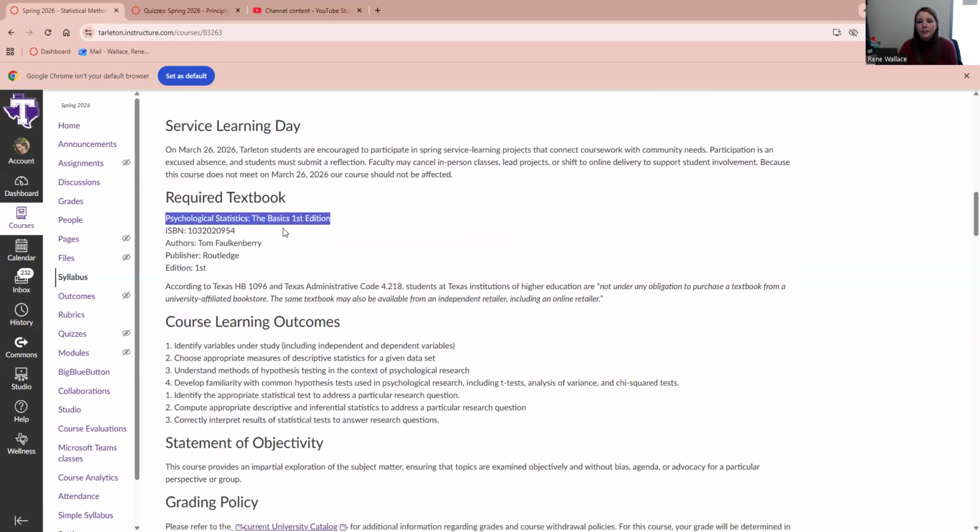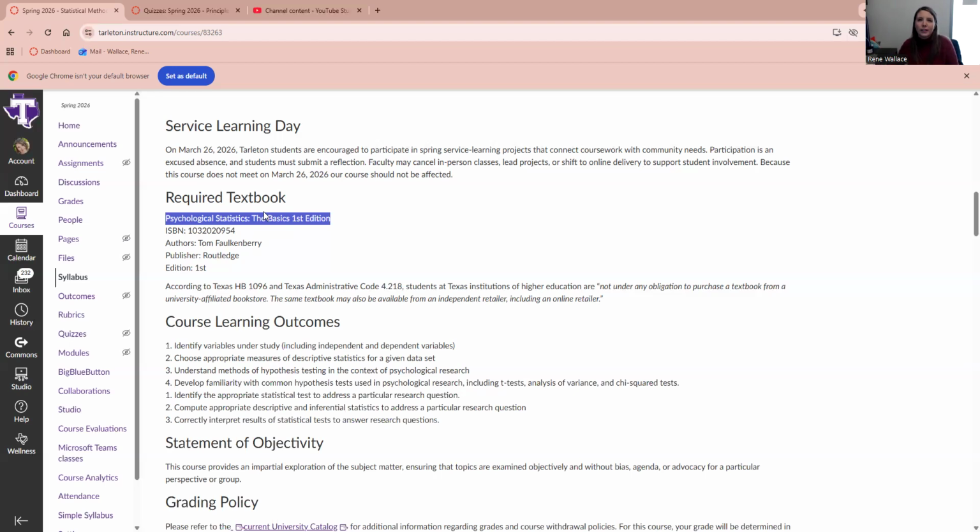Here is the stats book we're using. It is Dr. Tom Falconberry's textbook. And you can see it here. Look how thin this is. This is like my finger, right? This is tiny. And maybe you've taken stats before and it was a big, thick, chunky textbook that you didn't understand. Not this semester. You have chosen the right class.